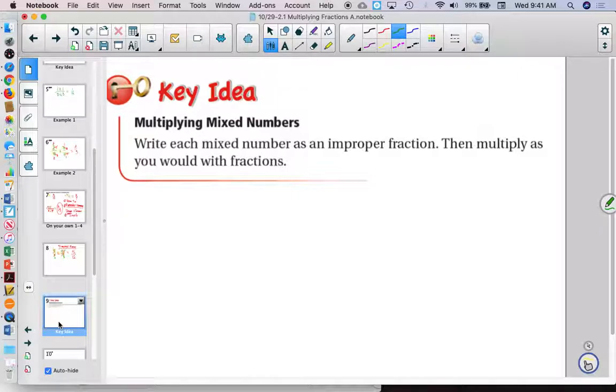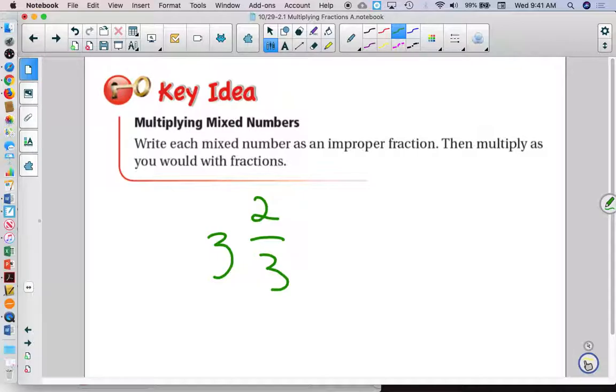We're going to be multiplying mixed numbers. Well, the thing is, we don't ever multiply a mixed number. With multiplication and division, we have to change mixed numbers to improper fractions. Okay? And then we multiply like we would if we had fraction and fraction.